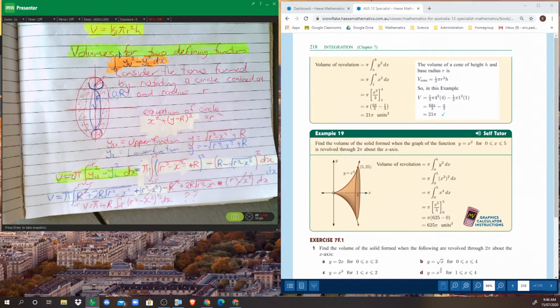So this is me trying to set it up. Okay, volume is pi, from minus r to r, integrate the upper minus lower functions squared. Don't forget to square the functions.